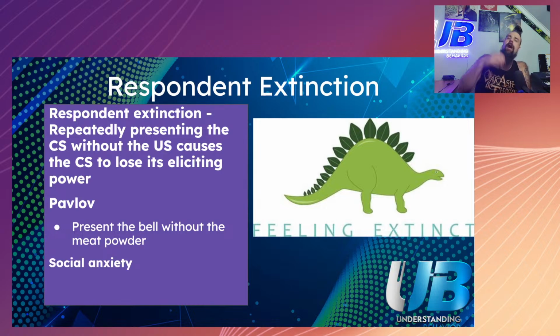Looks good. How about the social anxiety example? I'm not going to give you choices for this one because you guys nailed that. So no prompts for y'all here. Okay, so how are we going to do respondent extinction for social anxiety? Remember, we were working with social situations and rejection. So how does that work?